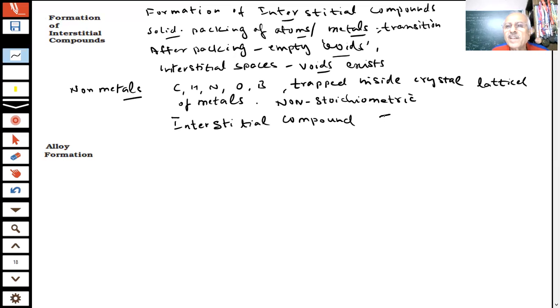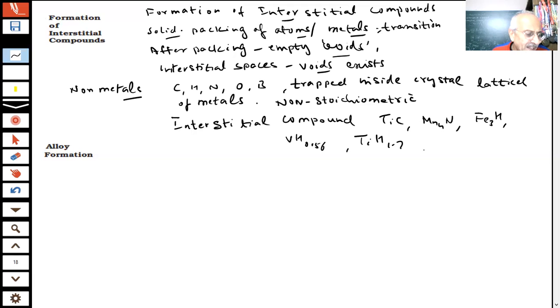For example, TiC, titanium, Mn4N, Fe3H, VH0.56. So there is no fixed stoichiometry when we write them. It can change, student, it can change. These are some of the examples.